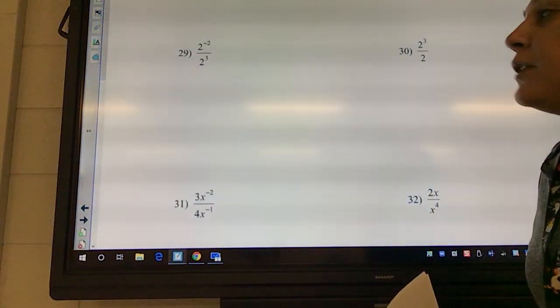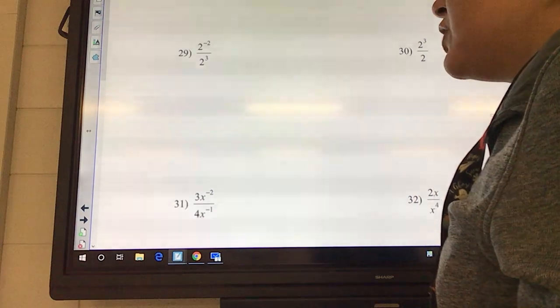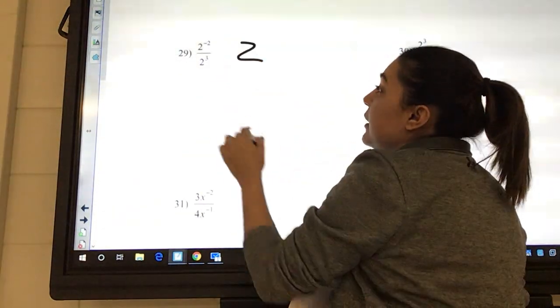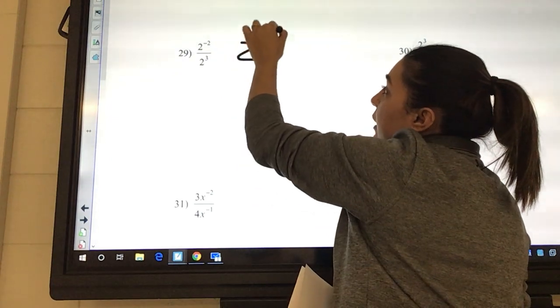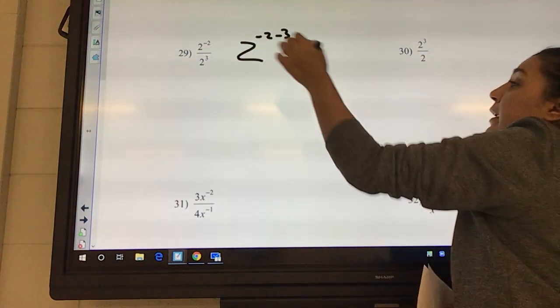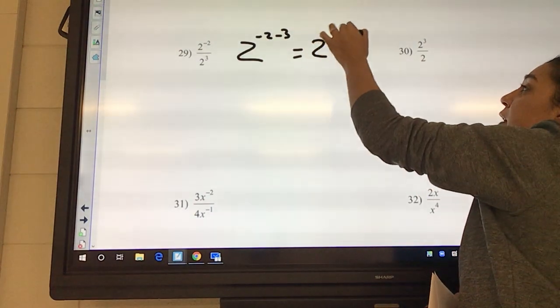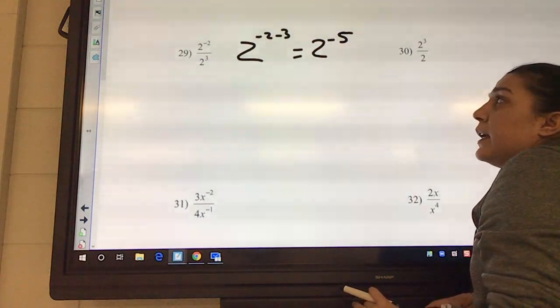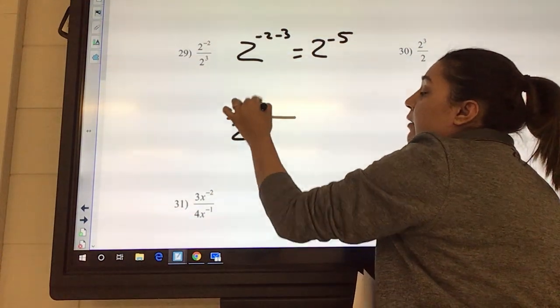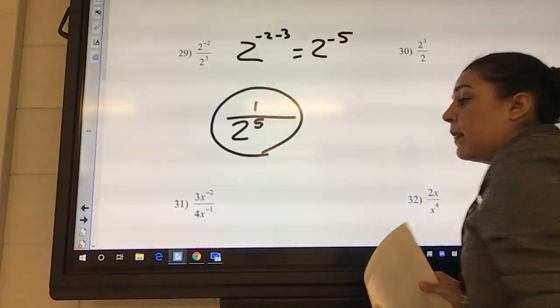The last page on here is about division. We did this yesterday. With just numbers, we keep our base and we say top minus bottom. So -2 minus 3. Well, -2 minus 3 is going to be 2 to the -5. We have a negative, so we know we need to put it on the bottom. So you're going to have 2 to the 5, and you have to put a 1 on top.